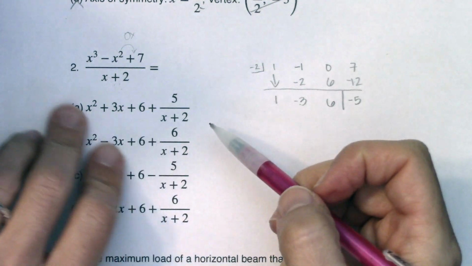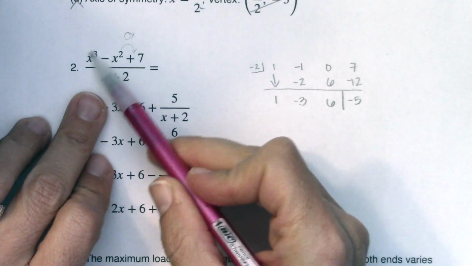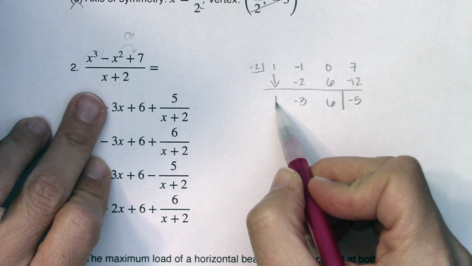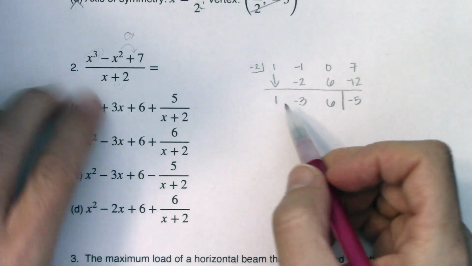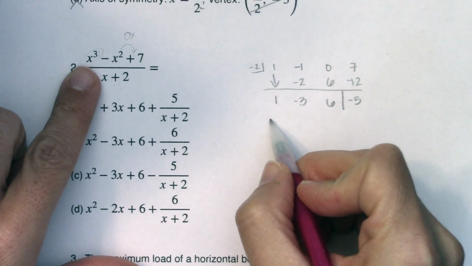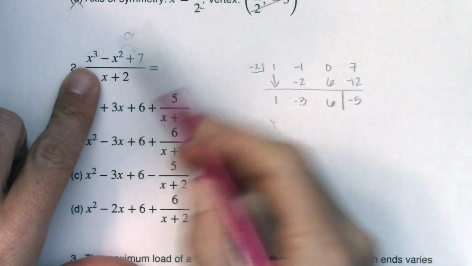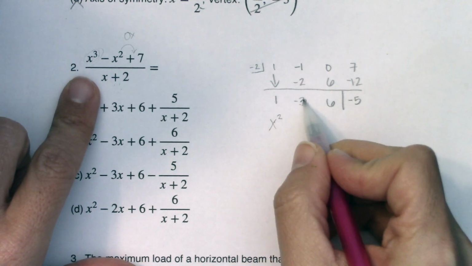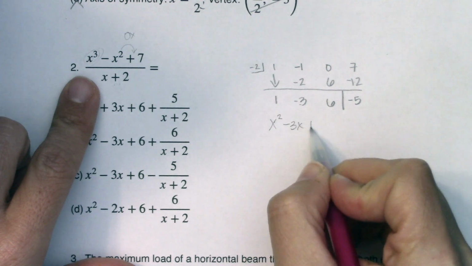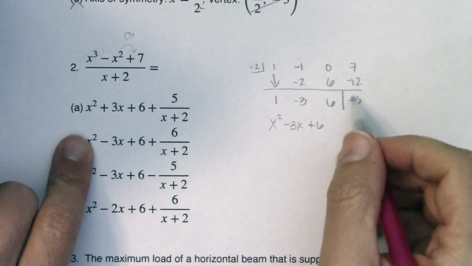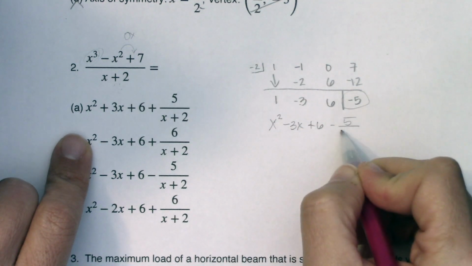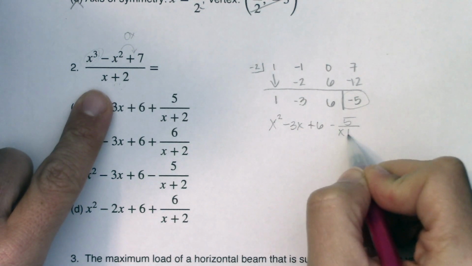And how we work synthetic division is whatever degree we started with, which was a cubed term, the coefficients are now 1 degree less. So what I mean by that: x cubed, if I take that down a notch, becomes x squared. The coefficient is 1. So then minus 3x plus 6, right? And then I have this remainder of minus 5 over my divisor of x plus 2.